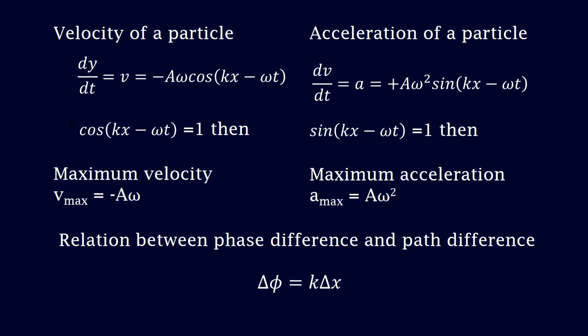If sin(kx − ωt) is equal to 1, then the maximum acceleration a_max is equal to Aω². Maximum acceleration is achieved by a particle when it displaces to its highest point of amplitude, at which velocity becomes 0. Now we will go through the relationship between phase difference and path difference. Δφ, that is the phase difference, is equal to k into Δx. Here, Δx is path difference.